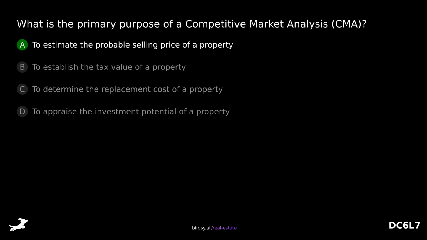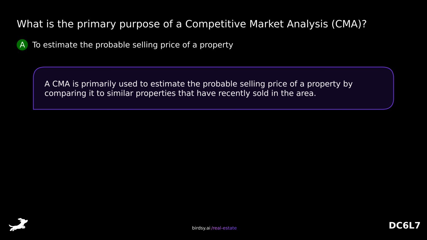The answer is A. to estimate the probable selling price of a property. A CMA is primarily used to estimate the probable selling price of a property by comparing it to similar properties that have recently sold in the area.